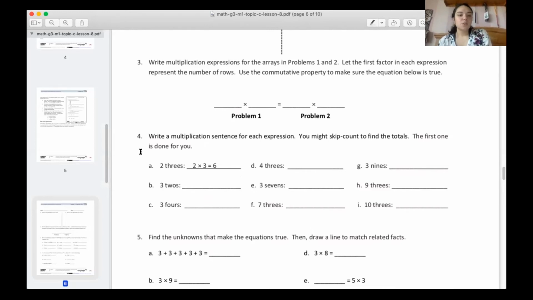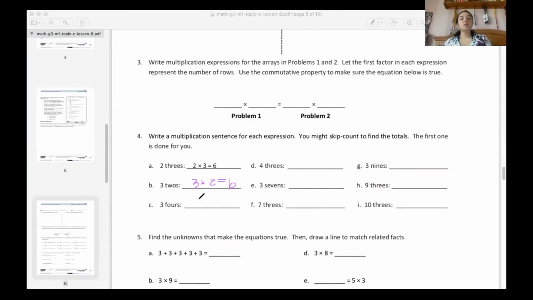So here's the example, 2, 3. So I have 2 groups with 3 in each group equals 6. So now I'm going to try that with 3 2s. So I have 3 groups with 2 in each group is equal to what? It's equal to 6. So go ahead and try C on your own. Actually, do C and D on your own because they go together. And then once you press play, I'm going to go over that.